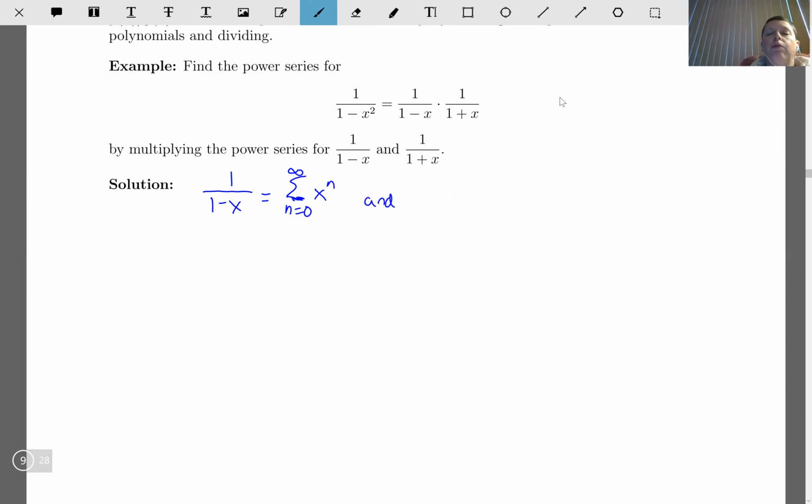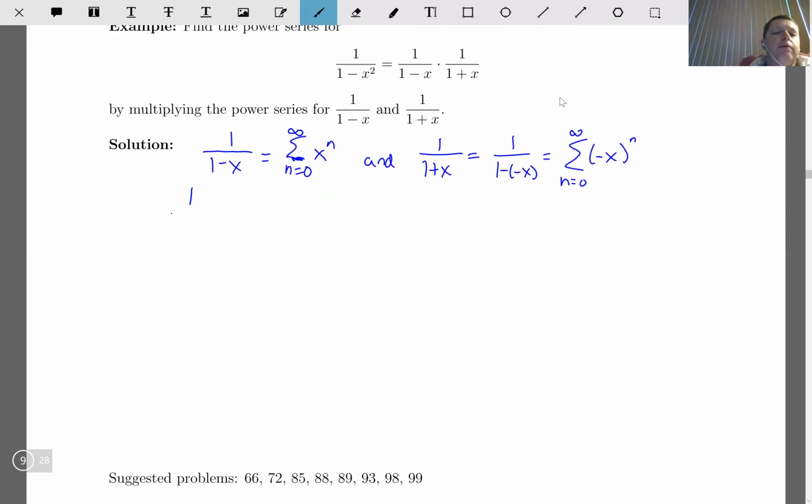And what about 1 over 1 plus x? Well, we can write this as 1 over 1 minus a negative x, and so that's going to be the summation n going from 0 to infinity of negative x to the n. Okay, so 1 over 1 minus x is 1 plus x plus x squared plus dot dot dot. And 1 over 1 plus x is going to be 1 minus x plus x squared minus dot dot dot.